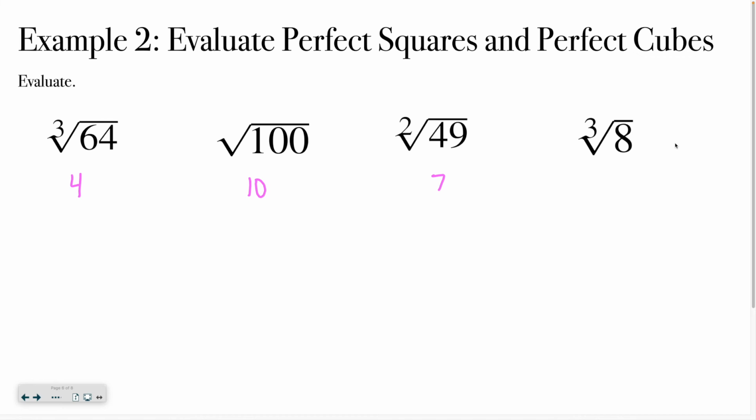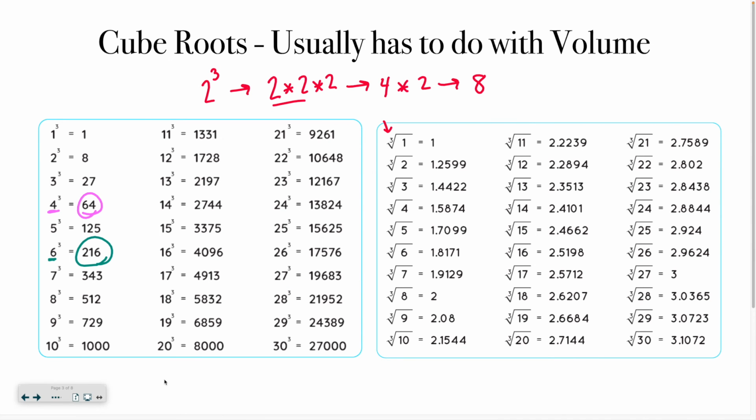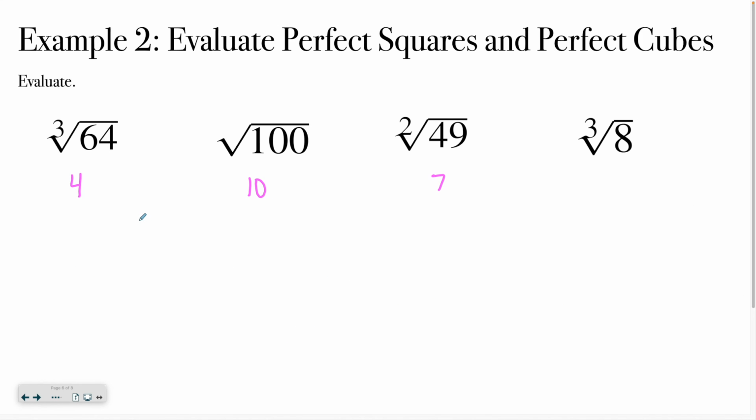So what times itself three times gives us 8? If I go back here, I can see on my cube root side, I have that cube root of 8 equals 2. And if I were to go on the other half of the page, I would see 2 to the third power, or 2 cubed equals 8. So you can see either way, I end up at that 2 is related to that 8, right? Okay, so these would be my answers for evaluating the perfect squares and the perfect cubes.